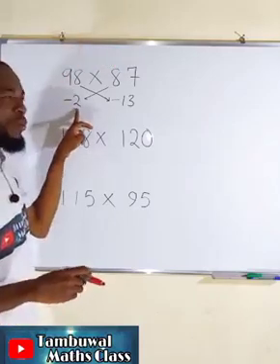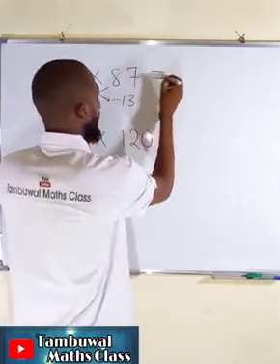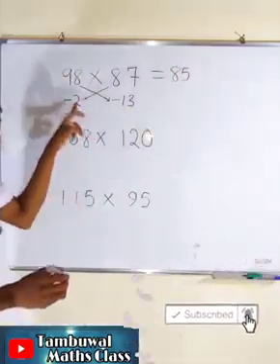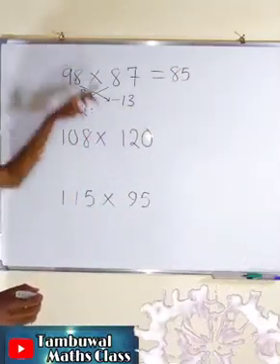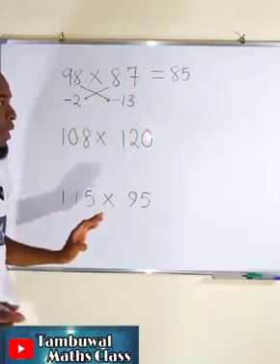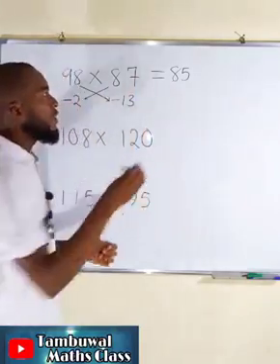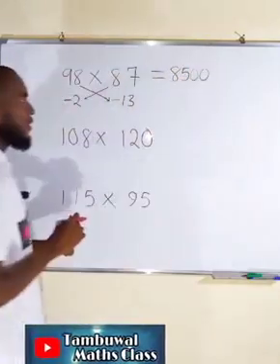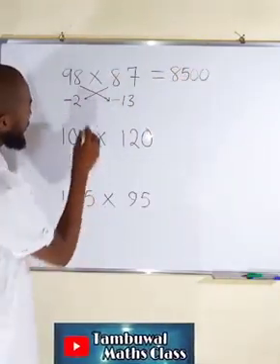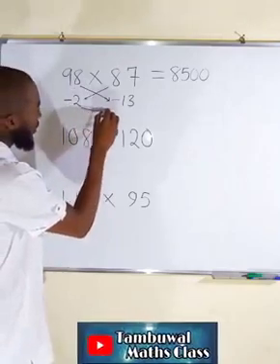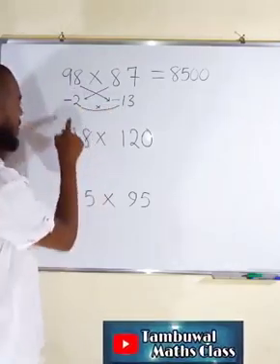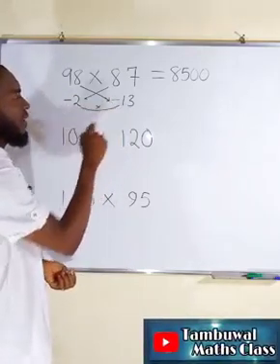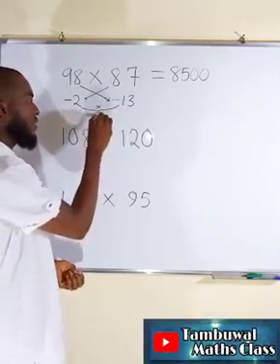87 minus 2 will give us 85. Likewise, 98 minus 13 will give us the same value. But remember, we are dealing with 100, so we add extra 2 zeros in front. This is the first step. Second step, multiply these two numbers together. Minus times minus will give us plus. Then 2 times 13 is 26.